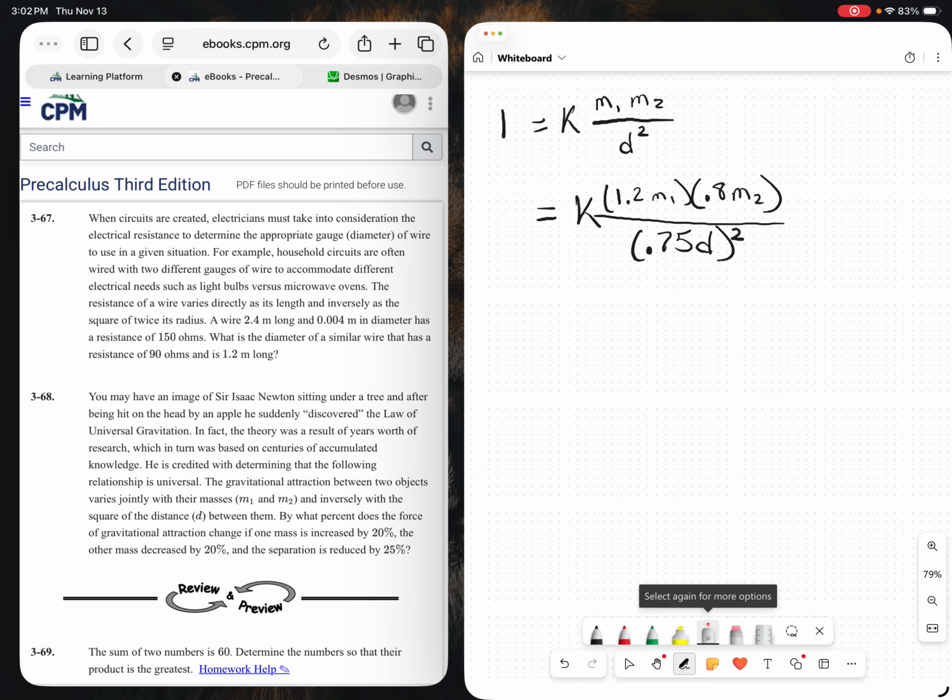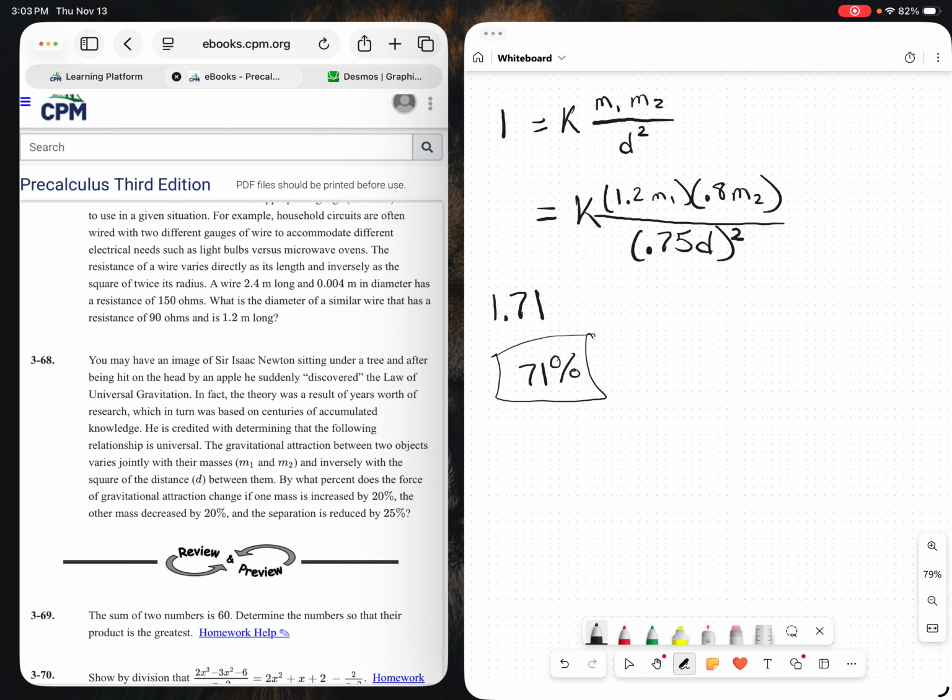What we can do is just take these numbers and do the math there, and we will find the percentage change. So we're going to go 1.2 times 0.8, and divide that by 0.75 squared, right? And we should get a value of 1.70, or 71 if we round. Okay, and what's our percent change? It increased by 71%.